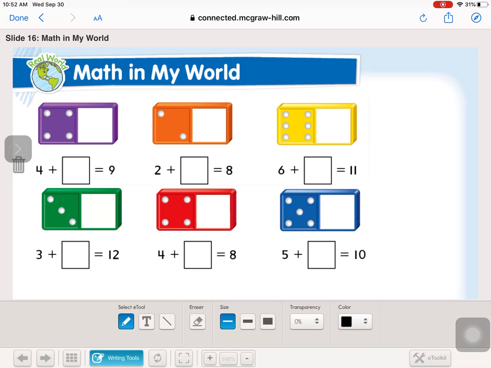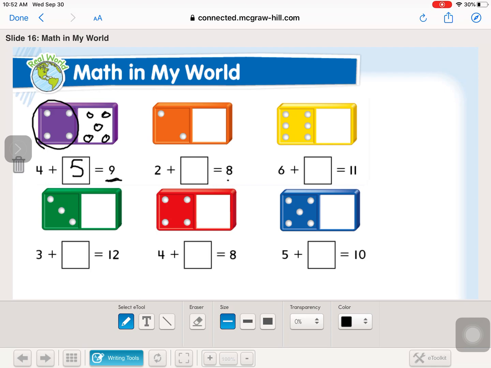So if we have 4 and our domino shows 4, how many more to get to 9? So again, we can add on, and we can add dots on the other side of our domino to find our whole. So 4, and we need to stop at 9, 5, 6, 7, 8, 9. So how many did we add on? We added 5. Okay, let's try it again. You should be writing these on page 75.